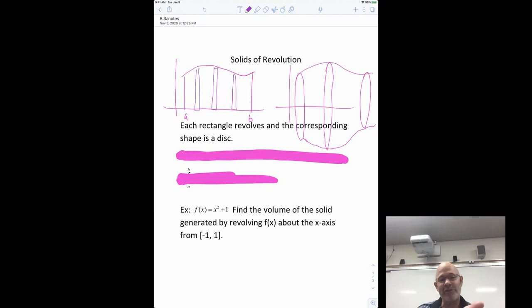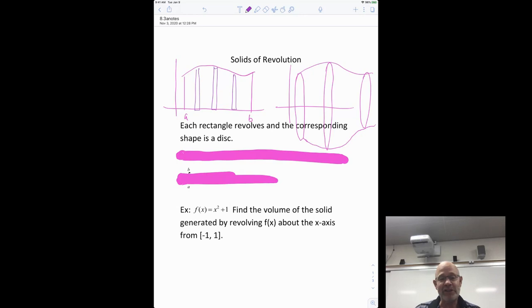Okay, so I try to draw a picture of it here. It's a little harder to visualize. Looks like some sort of face, but you revolve this curve around the x-axis this way, and you get this three-dimensional shape. And if you think about it, the three-dimensional shape is made up by adding all these rectangles together, right? So just like area under the curve where we added up all those rectangles, we're going to do the same thing. We're going to add up all these rectangles, but we're going to get a three-dimensional shape out of it.